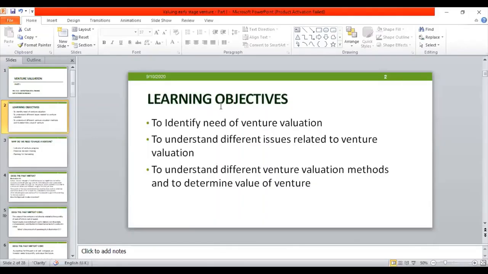And thereafter, our discussion will be focused on the different venture valuation methods and how to determine the value of the venture. You have all already learned how to value a company, a corporation. Likewise, there are different methods of venture valuation as well. Normally we can use the discounted cash flow method. Apart from that, the venture capital methods and even relative valuation also can be used to value ventures. We will discuss these methods in the latter part of the lesson.